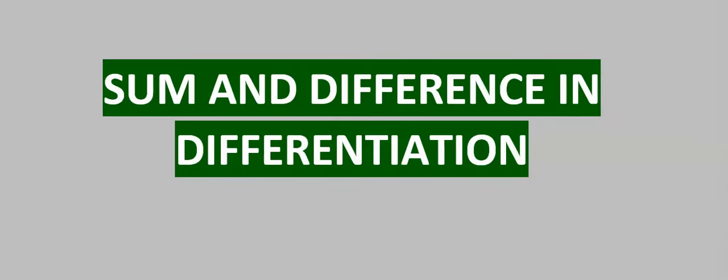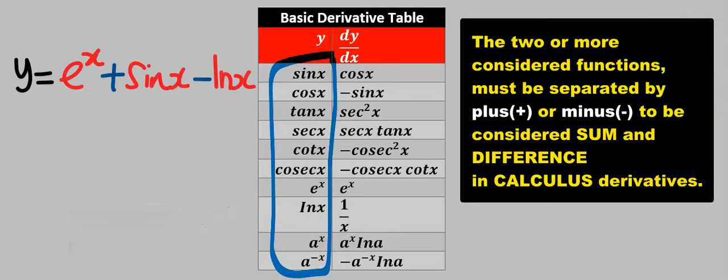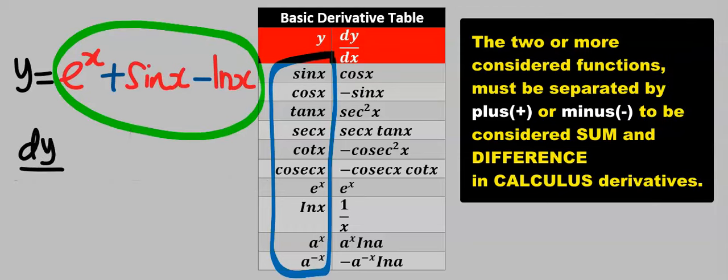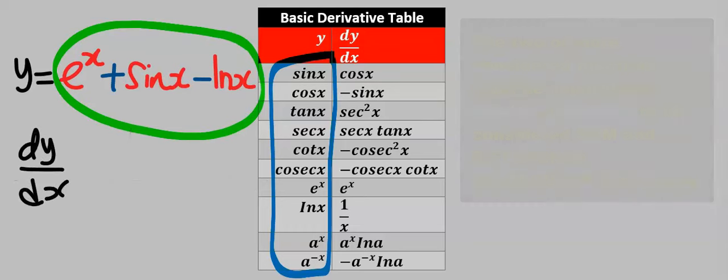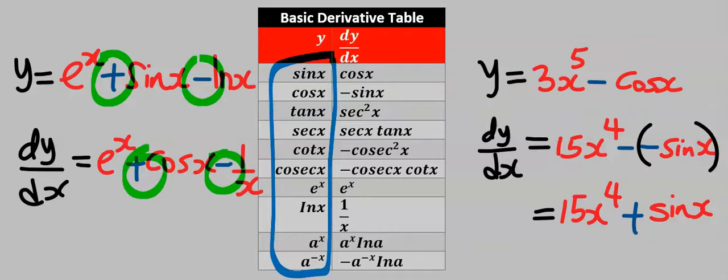Next, sum and difference in differentiation. This means I can take any 2 or 3 of these functions, then put them together to find the dy over dx. The result requires no method of differentiation. Such differentiation is known as sum and difference method, because each variable is separated with either a plus or a minus.